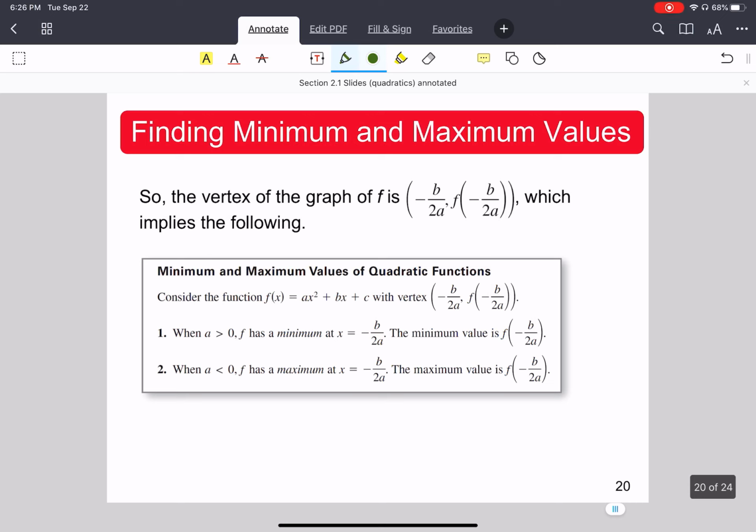Next, we're going to talk about minimum and maximum values of functions. So the way we find that is we take a look at the vertex. So the way we find the vertex is we use this formula, negative b over 2a and f of negative b over 2a. So you guys realize this is actually h, this is k. So the x value of the vertex, y value of the vertex. So using that, we can find the minimum and maximum values of a function.